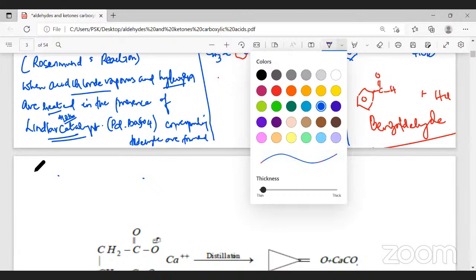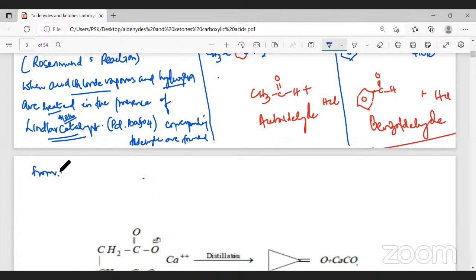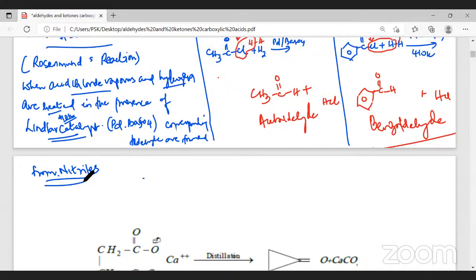This next reaction is from nitriles. What are nitriles? No, NO2 is called nitrites. Nitriles, cyanides, are otherwise called nitriles. So the next method is from nitriles.